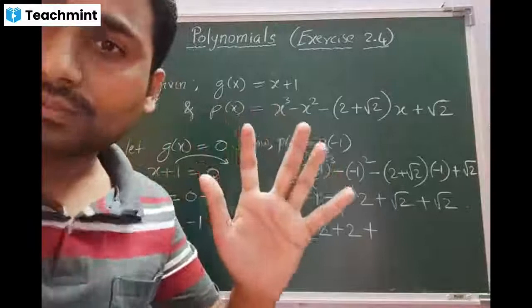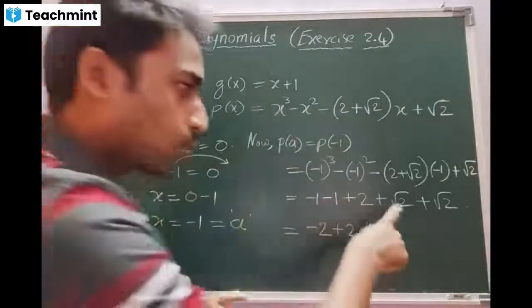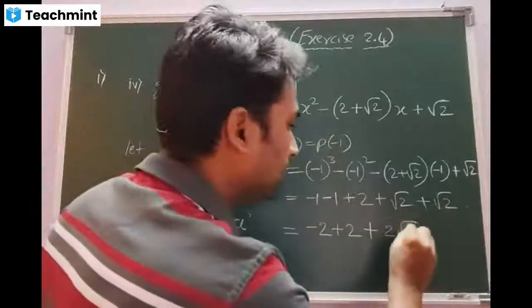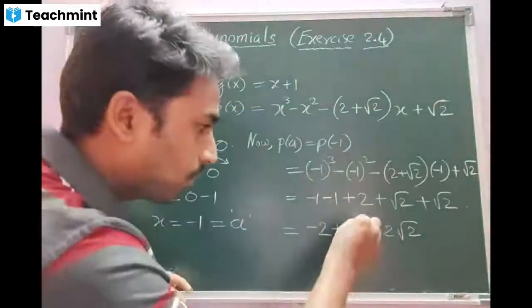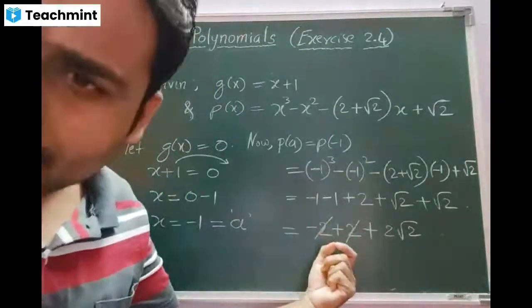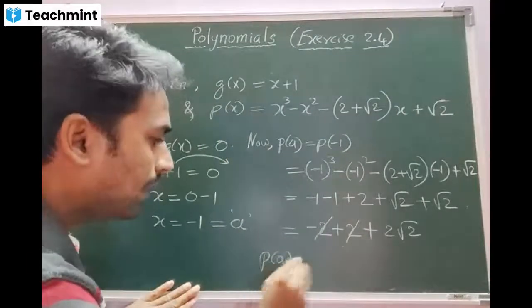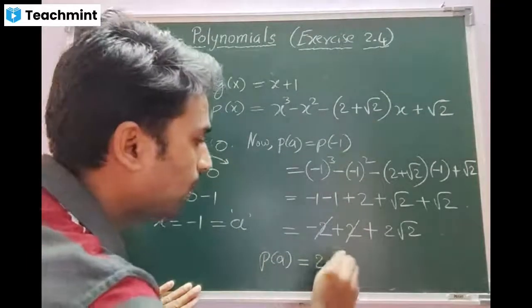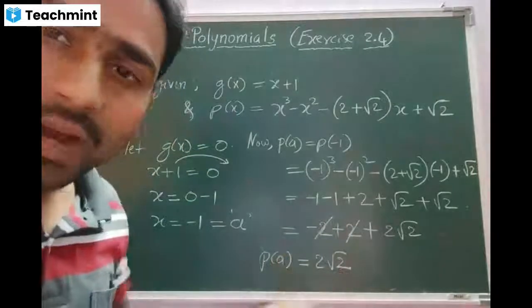Root 2, root 2, sir. Apple plus apple is 2 apples, so root 2 plus root 2 will be 2 root 2. But here, positive 2 and negative 2 will get cancelled. Am I right? Yes, sir. So what is your final answer, beta? 2 root 2 is your final answer.